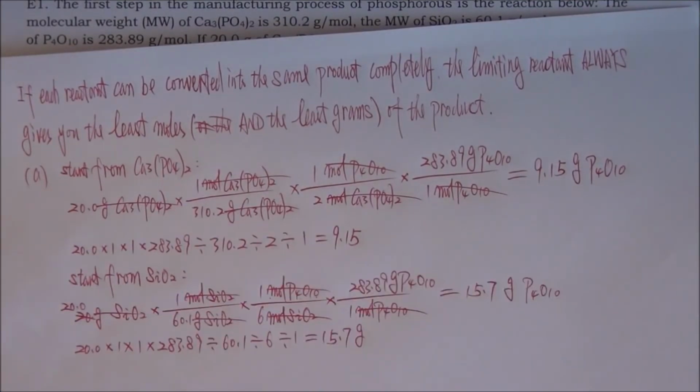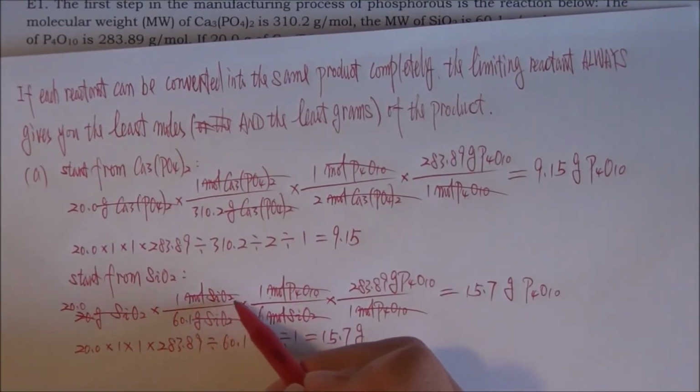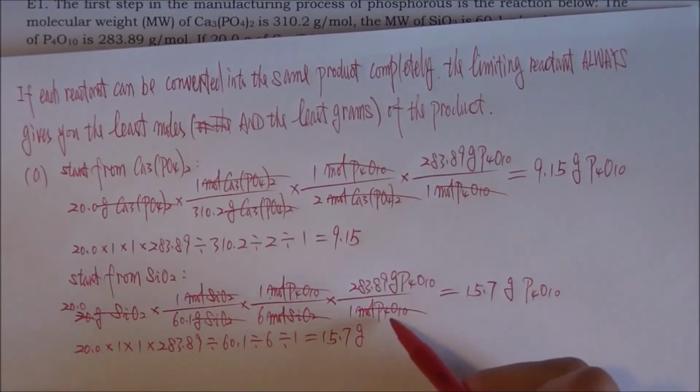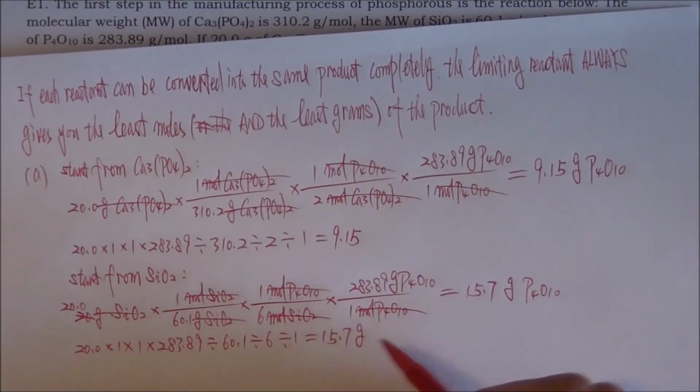Let me emphasize one thing. When you do these calculations, I strongly suggest you to write down the chemical formulas as well. Because without the chemical formulas, you may cancel the wrong thing. Because moles of silica dioxide and moles of tetraphosphorus decaoxide, without the chemical formula, they look the same. If you put down the chemical formulas, it can help you to avoid any potential mistakes.